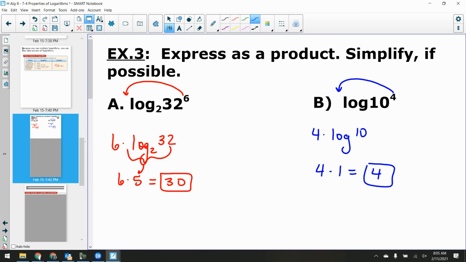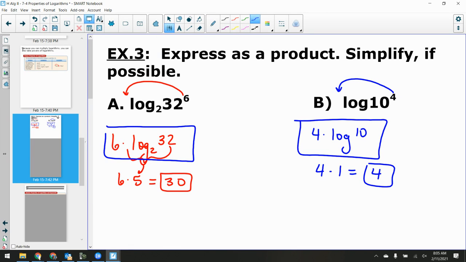The directions say express as a product, then simplify. So if I asked you to do that, I would say, okay, that's the express as a product, and then simplify it to 4. Beyond this section, beyond section 7.1 and the 7.4 quiz, I'm not going to be asking you to write it simplified like that. I'm just trying to get you to work with the properties.